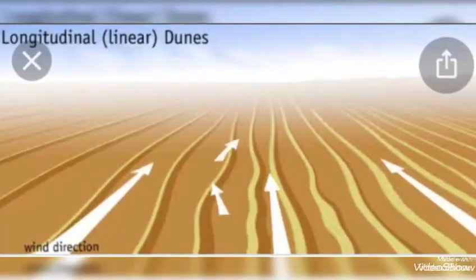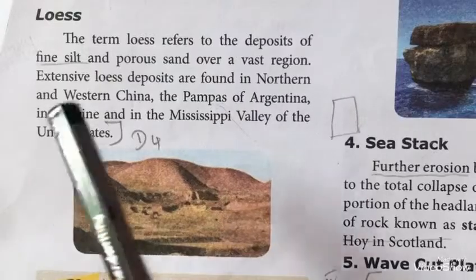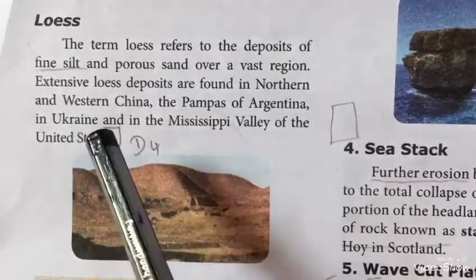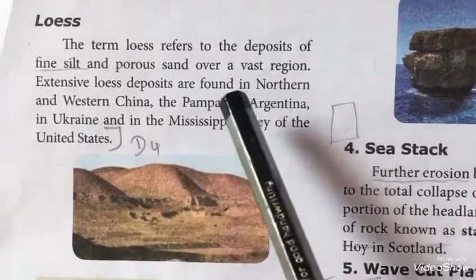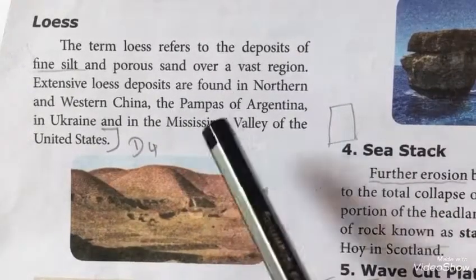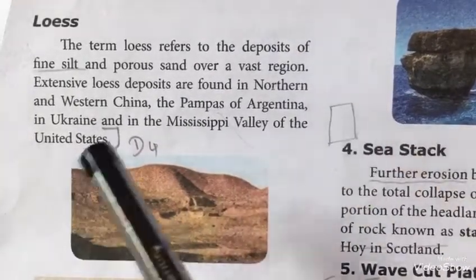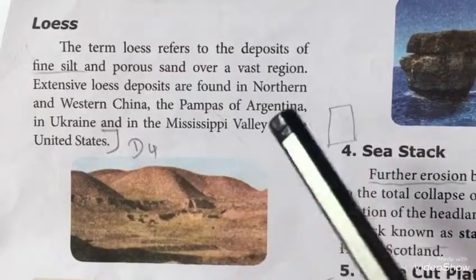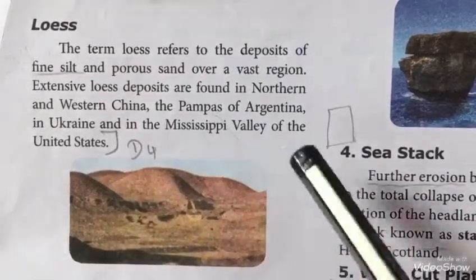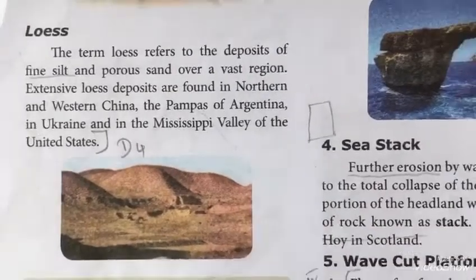These are longitudinal dunes. Loess. The term loess refers to the deposits of fine silt and porous sand over a vast region. Extensive loess deposits are found in northern and western China, the pampas of Argentina, in Ukraine, and in the Mississippi Valley of the United States.